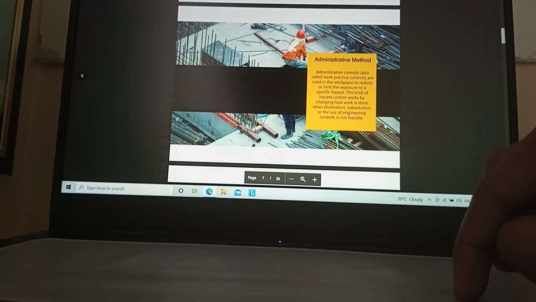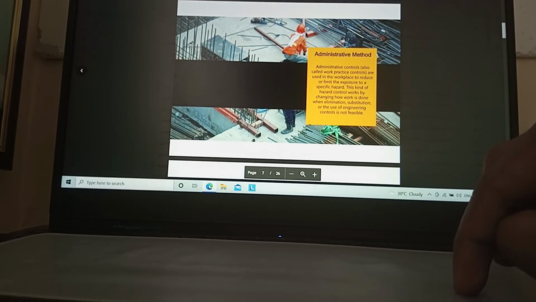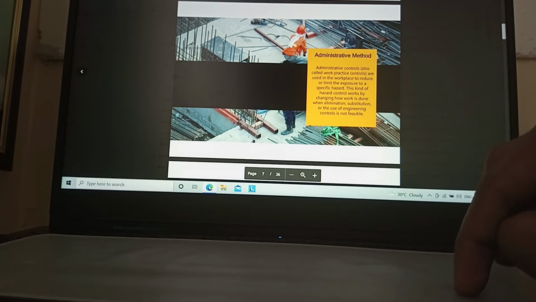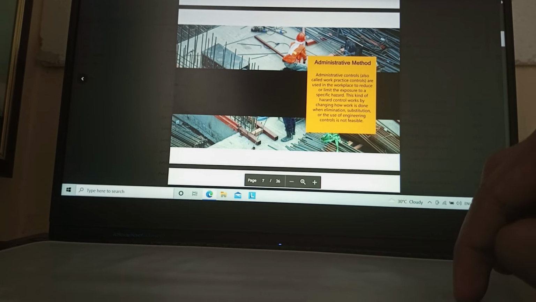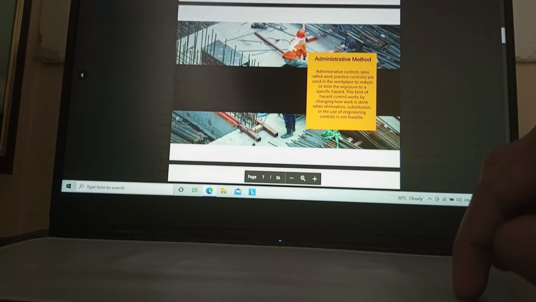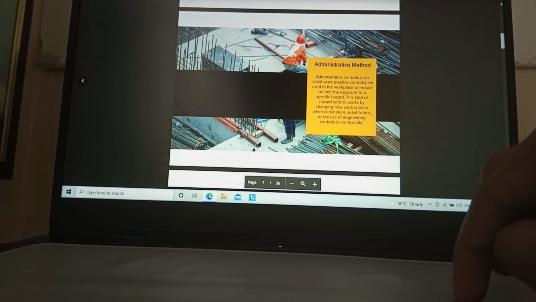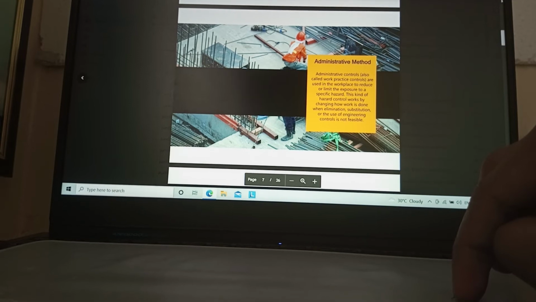Administrative method. Administrative controls, also called work practice controls, are used in the workplace to reduce or limit exposure to a specific hazard. This kind of hazard control works by changing how work is done when elimination, substitution, or the use of engineering controls is not feasible.